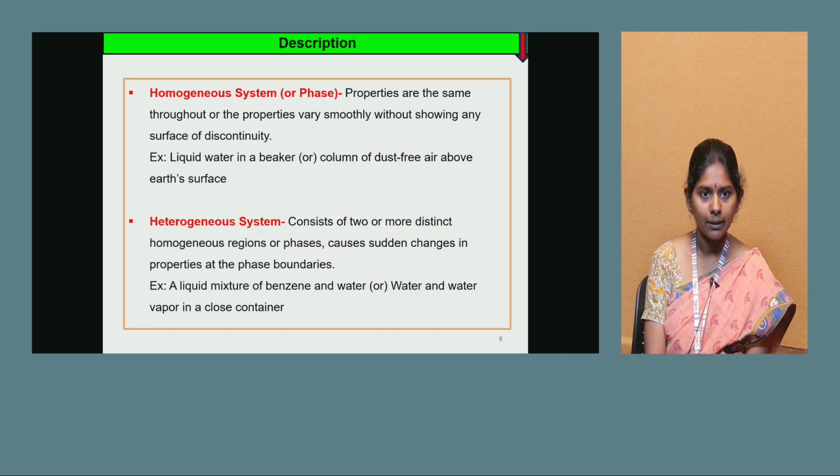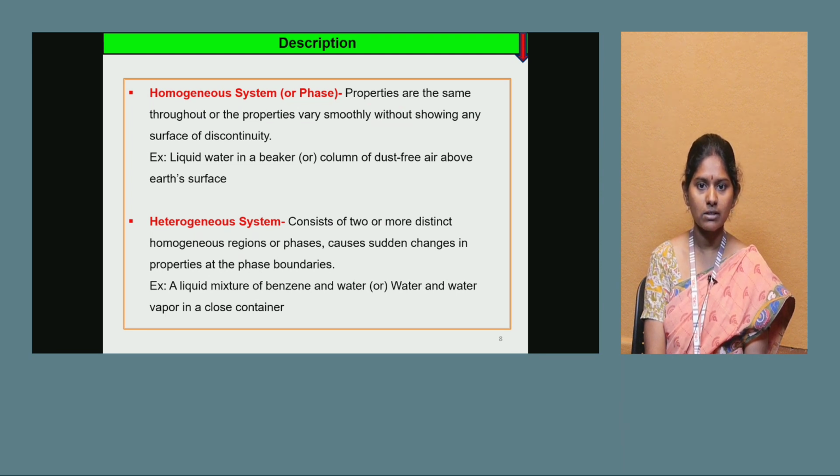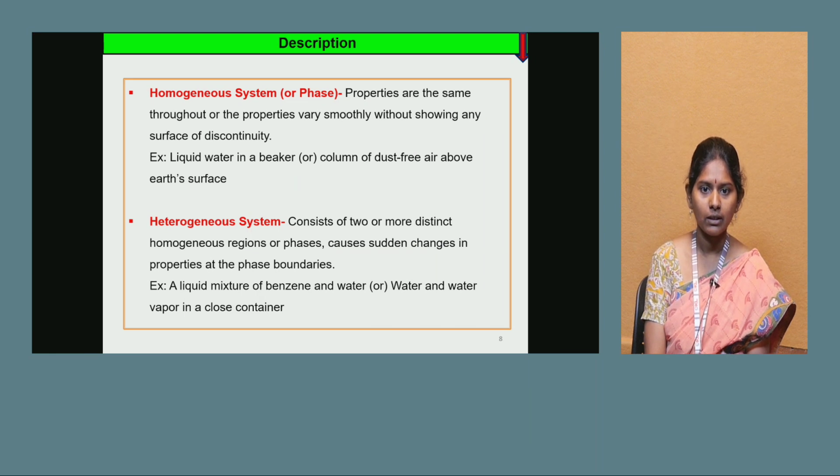Again there is another type of classification of systems, that is homogeneous system and heterogeneous system. In the homogeneous system, properties are the same throughout or vary smoothly without showing any surface of discontinuity. Example, liquid water in a beaker or a column of dust-free air above the Earth's surface. A heterogeneous system consists of two or more distinct homogeneous regions or phases, which cause a sudden change in the properties at the phase boundary. Example, a liquid mixture of benzene and water and water vapor in a closed container.